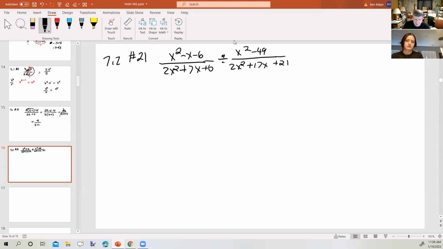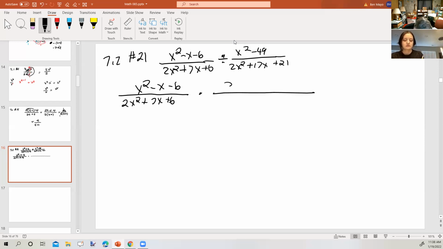All right, first thing I'm going to do is change it from dividing by a fraction to multiplying by its reciprocal. So I'm going to get x squared minus x minus 6 over 2x squared plus 7x plus 6 times 2x squared plus 17x plus 21 over x squared minus 49. Okay, so dividing by a fraction is like multiplying by its reciprocal.